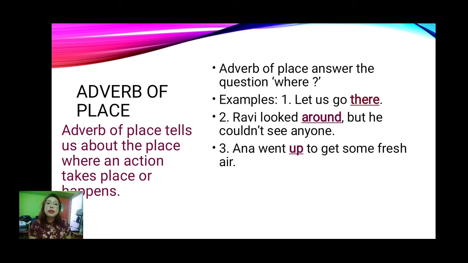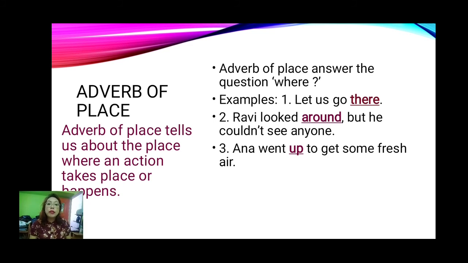It answers the question where. Adverb of place always answers the question where, unlike adverb of manner, which answers the question how. And adverb of degree answers the question to what extent or how much. And adverb of place answers the question where. For example, let us go there. So it is there, pointing out that the action is being done or will be conducted there, right?